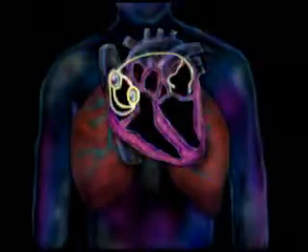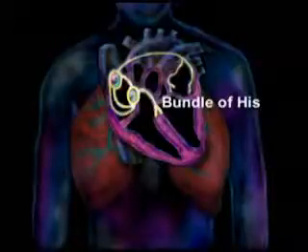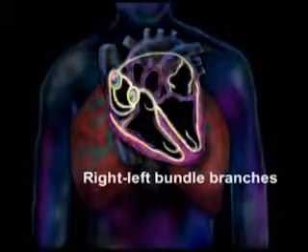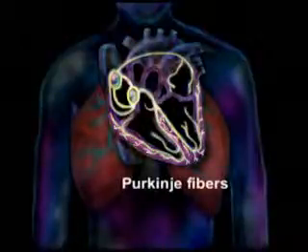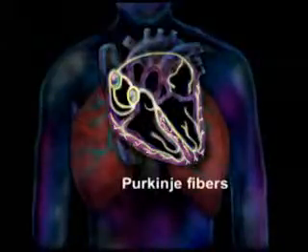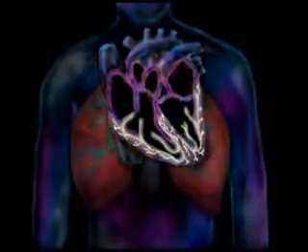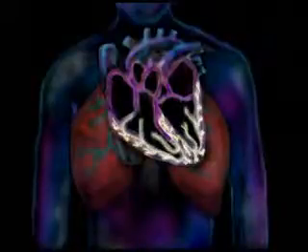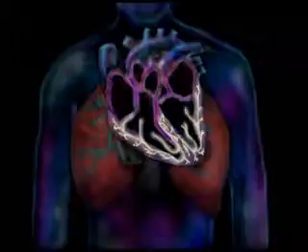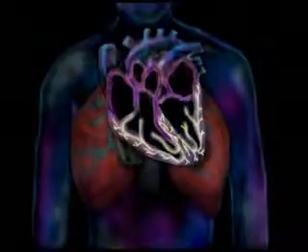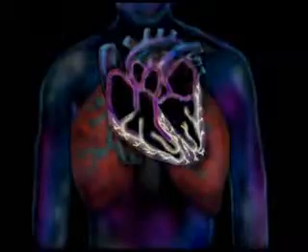From the AV node, the impulse travels down the bundle of His in the intraventricular septum into both the right and left bundle branches, and then finally through the Purkinje fibers to the ventricular muscle tissue itself. The Purkinje fibers are able to generate impulses at a rate of 20 to 40 times per minute. Once the electrical impulse travels down the conduction pathways, the left and right ventricles contract nearly simultaneously.